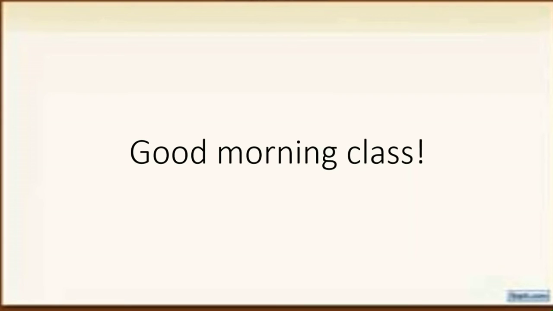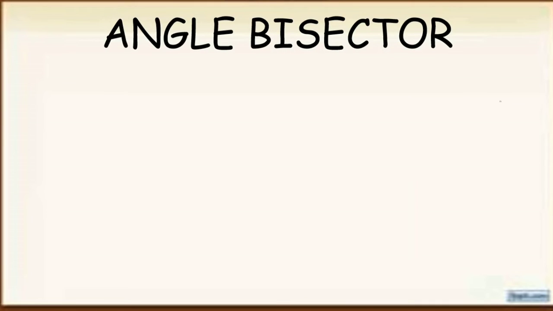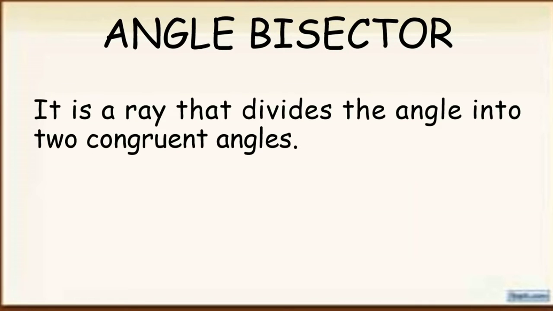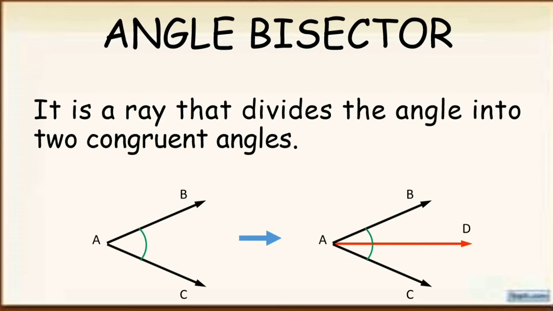Okay, good morning class. So let's start with angle bisector. An angle bisector is a ray that divides the angle into two congruent angles. So let's say we have here angle BAC. So the angle bisector natin dito is si ray AD.